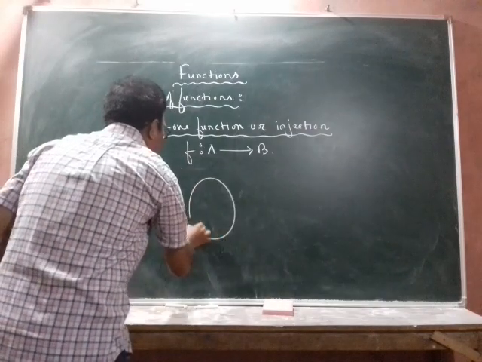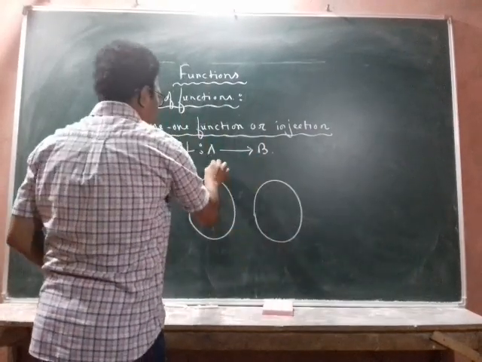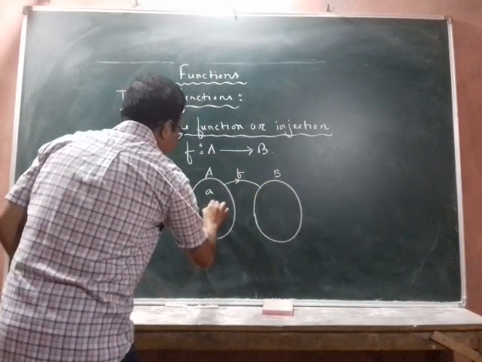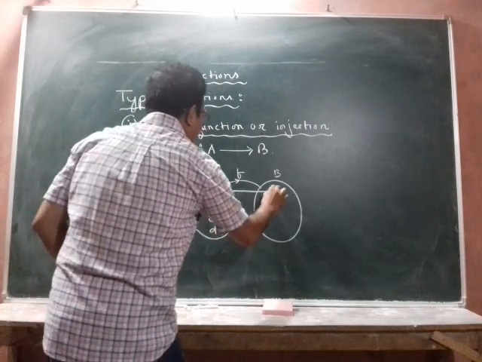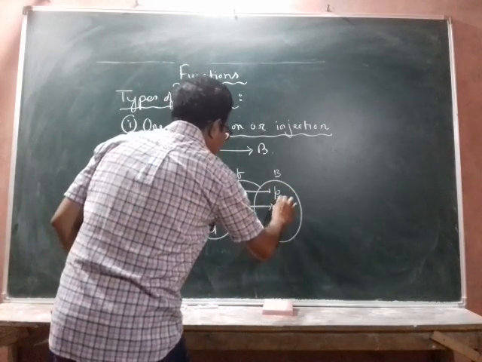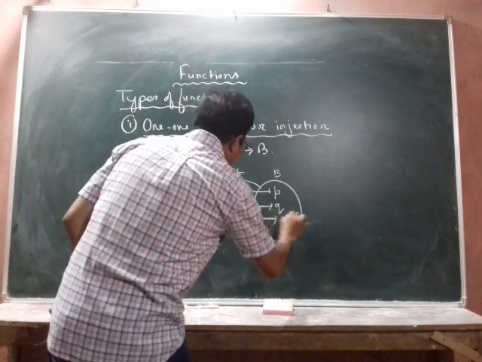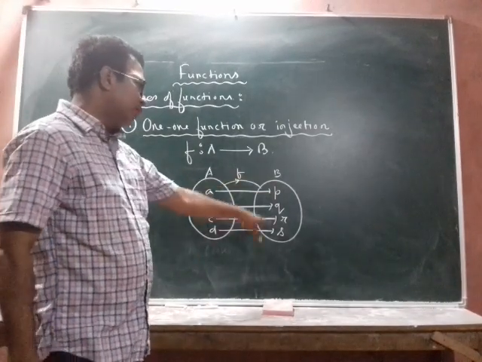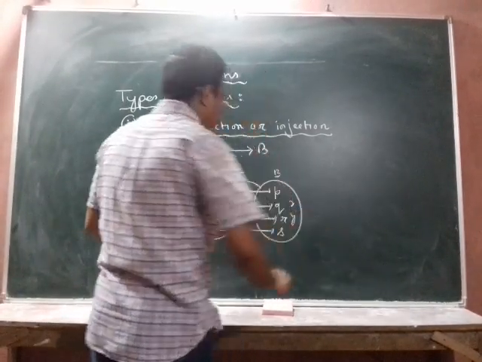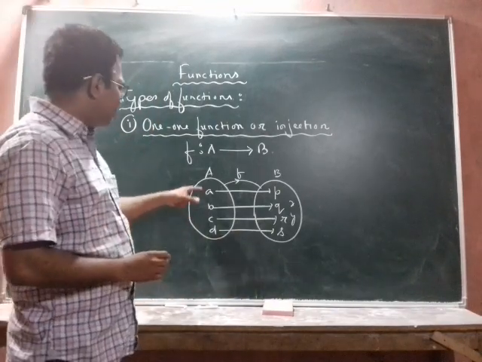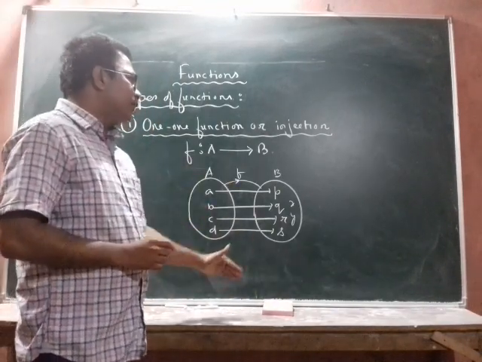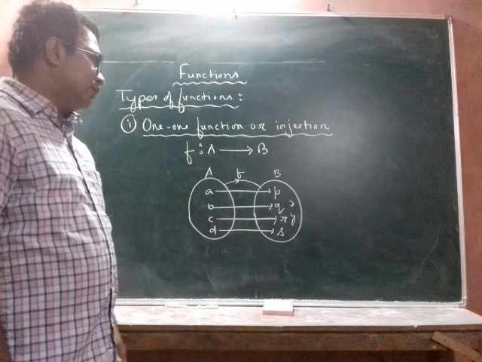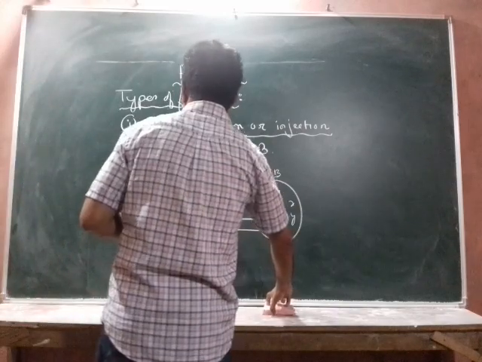In Venn diagram, we can show it like this. Okay, A, this one is B, f is a function. Now suppose A is a, b, c, d, then a is related to, suppose, p here, b to q, c is related to r, and d is related to s. So different elements of A have different images. Some elements may be left here, no problem. For the one-one condition, different elements of A must have different images. So this is a one-one or injective function.